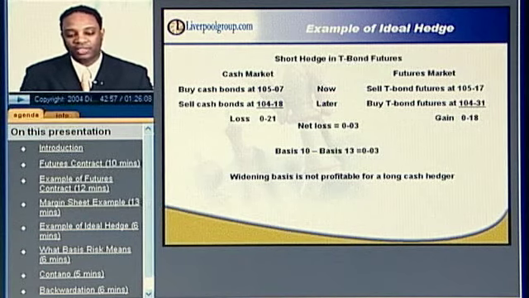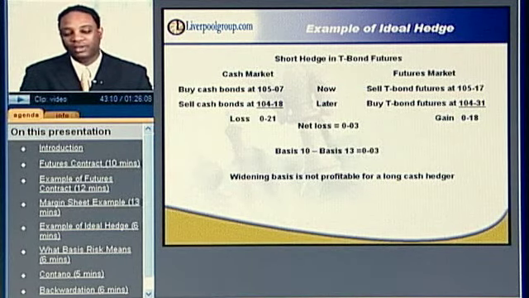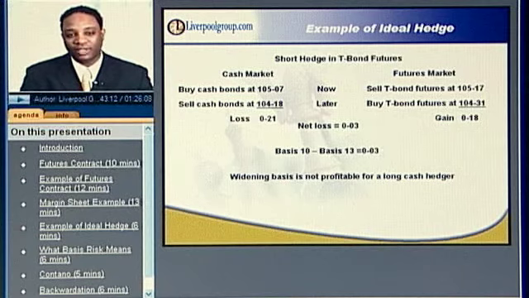Next, we have a short hedge in T-bond futures. And again, it's the same scenario, but with a slight difference. We have the institutional investor buying cash at 105.07, selling in the futures market at 105.17. So we again have the basis of 10. Then we see them selling cash at 104.18 and then buying the futures back at 104.31. Well, the loss is 21 cents on one side and the gain is 18 cents on the other. And we look at it, we have a net basis loss of 3.